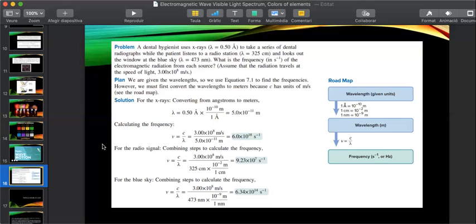Look at this. The frequency of the X-rays, the frequency of the radio waves, and the frequency of the blue sky. And of course, the biggest will be the frequency of the X-rays. So X-rays will have more energy than the radio waves and the blue sky waves. And that's it. Thanks. See you next time.